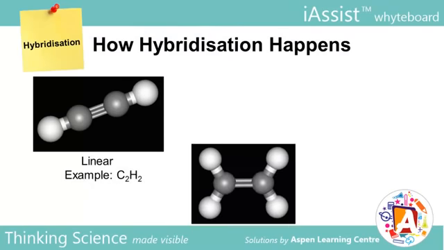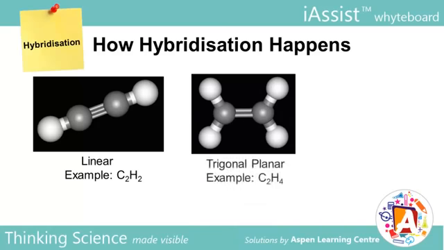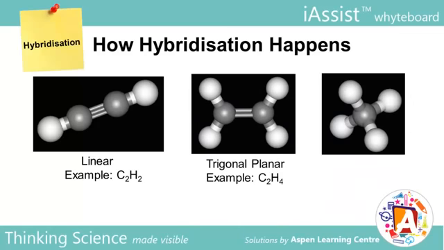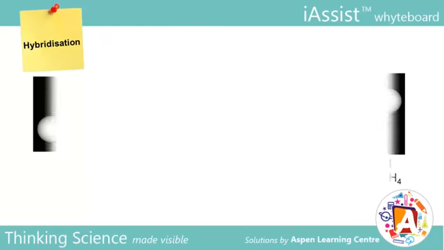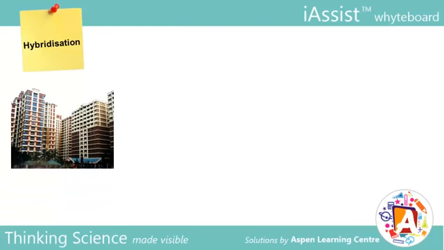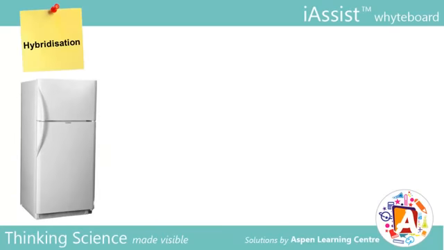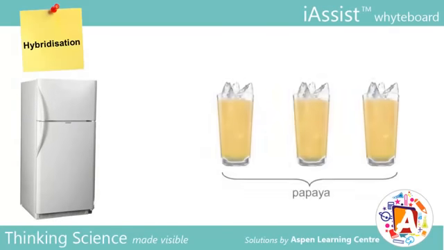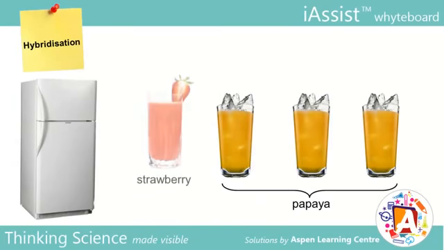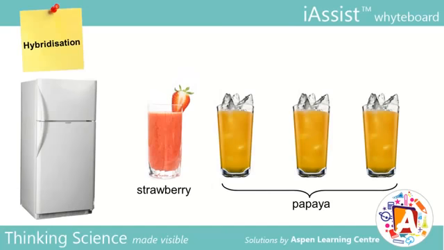It is well known that carbon forms four bonds, however depending on the types of bonds formed around a carbon atom the shape changes. But before we look at exactly how carbon undergoes hybridization, we will first go through a related analogy. Let's say that I have four friends over for a house visit. I want to serve them some refreshments, so I look in my fridge and find some fruit juice. I have exactly 4 glasses left, 3 glasses papaya and a glass of strawberry.